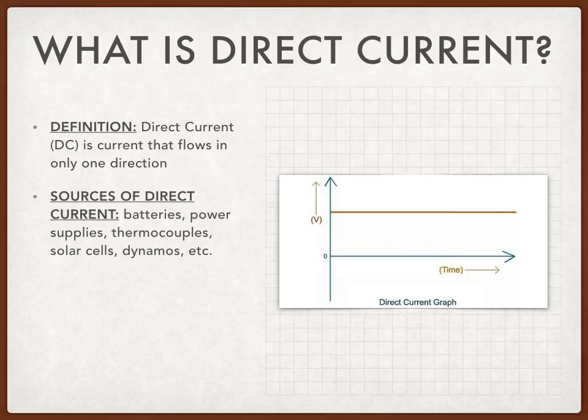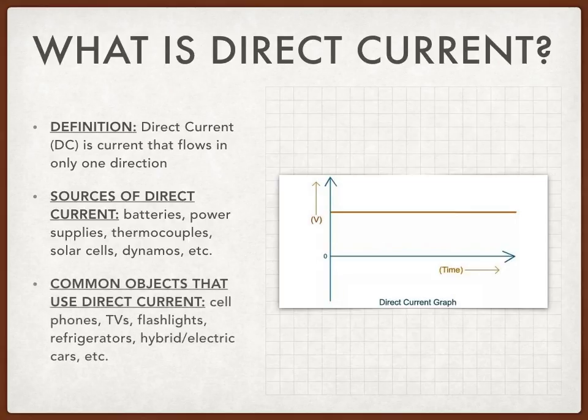And what are some common uses of this direct current? Well, you use direct current every day in your cell phones, TVs, flashlights, refrigerators, and your hybrid and electric cars. As you can probably tell, direct current is extremely important to the things we do every day. Another thing to know about direct current is that the voltage that is sent through direct current stays constant over time. So, as you look at the flow of energy and current through a wire, you will always see that the voltage remains constant. If you don't know what voltage is, that's okay. We'll take a look at this a little later.